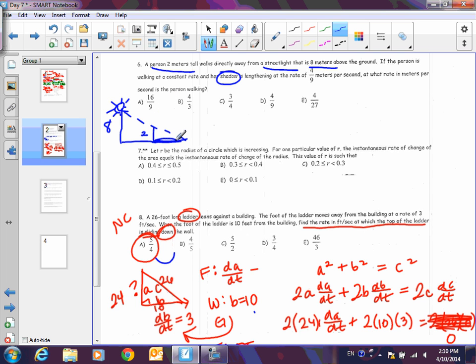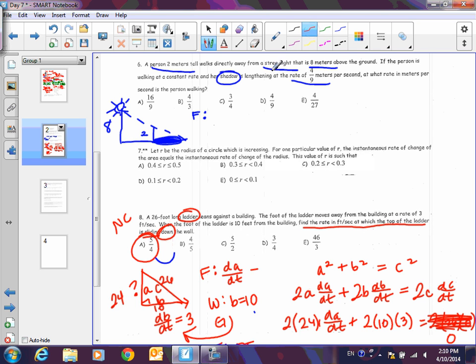So here's her shadow right here, right? Because here's the street light, here's the top of her head, and here's her shadow. And we don't know how long her shadow is, but we know the rate of change of her shadow. All right? And so let's go ahead and list out our givens. Find the rate at which the person is walking. So we're trying to find the rate of change of this.